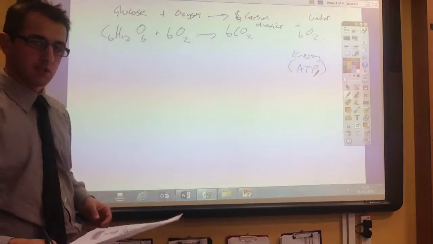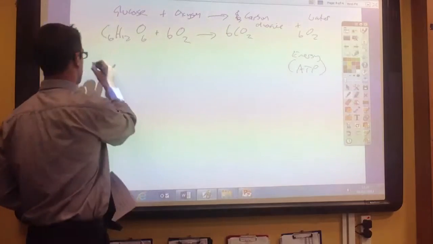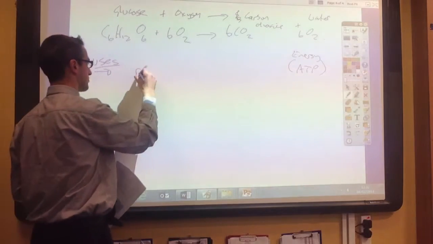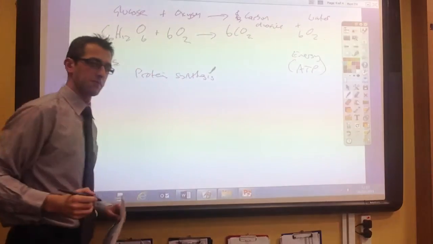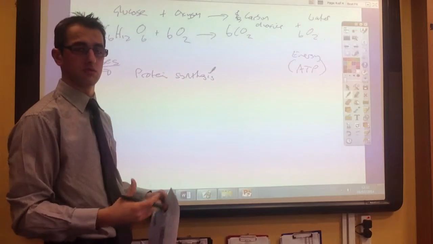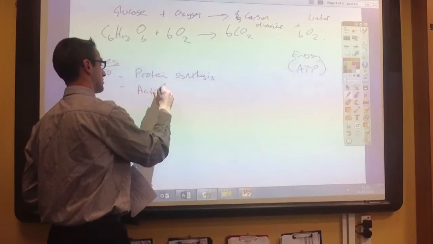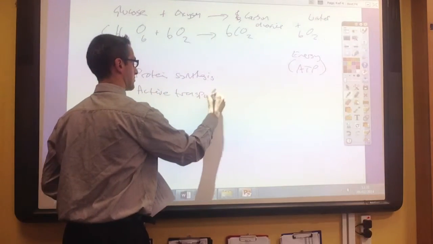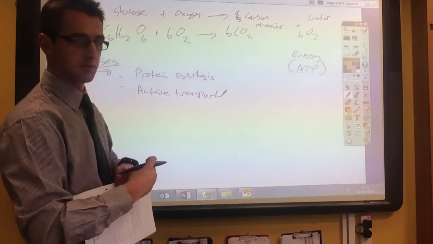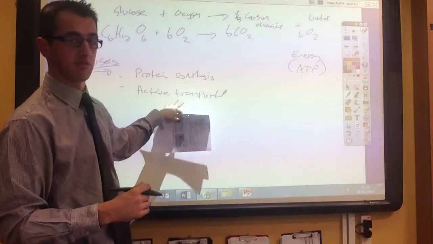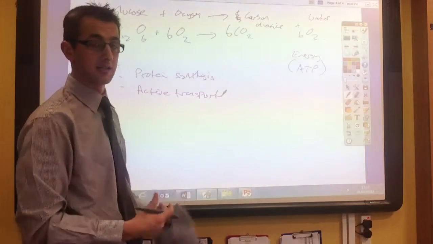Some of the uses of respiration and the energy that comes from the process is protein synthesis, so making new proteins to build new tissues, growth, development, repair, active transport, which you should know about from your foundation topic to do with movement of molecules, diffusion, osmosis and active transport. This is an active process requiring energy so that the molecules can be pumped through protein channels against the concentration gradient.